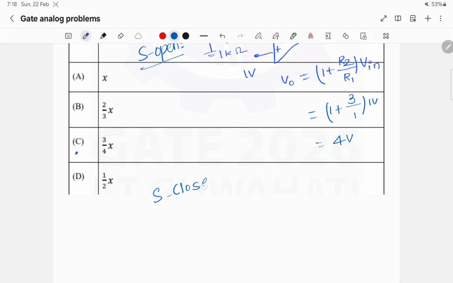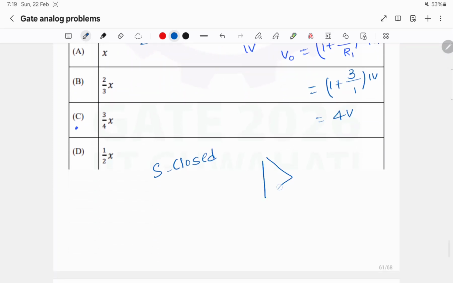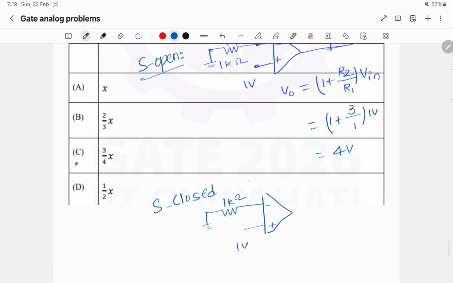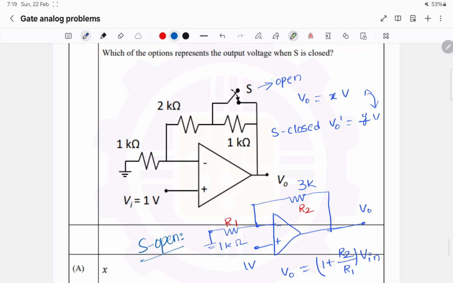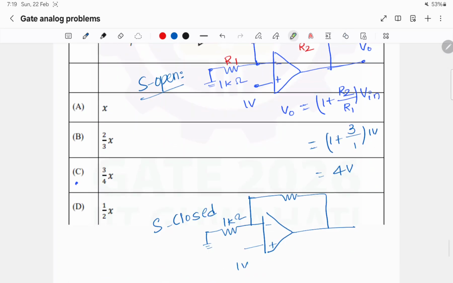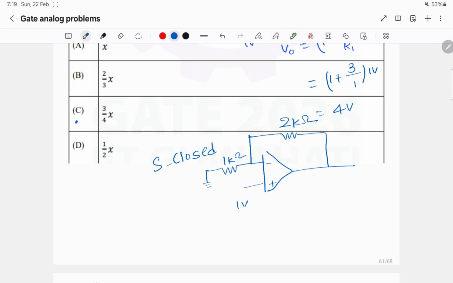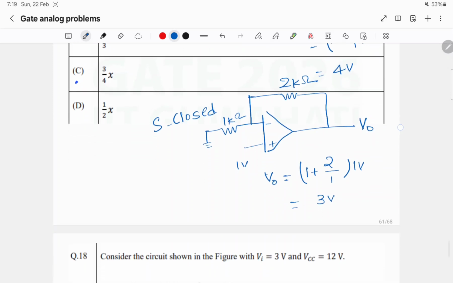When the switch is closed, the circuit will be: 1 volt, 1 kilo ohm. This 1 kilo ohm will not come into the picture because it will have a short circuit through this switch. The current will flow through the least resistance path. So the 1 kilo ohm resistance will not be there, only the 2 kilo ohms resistance will be there. So now the gain is 1 plus 2 by 1 times 1 volt, that is 3 volts.